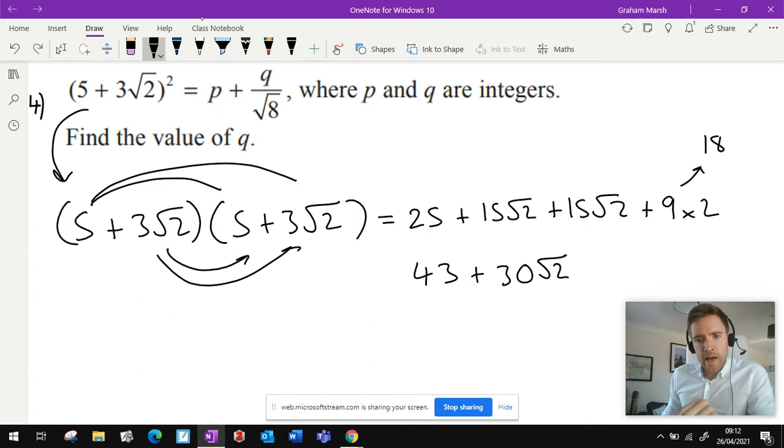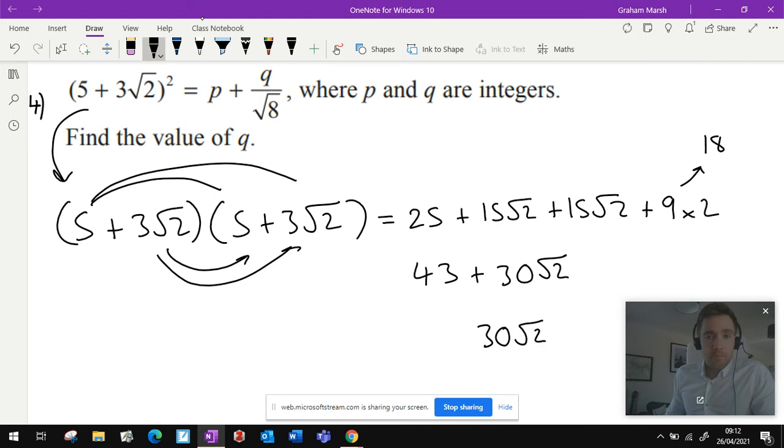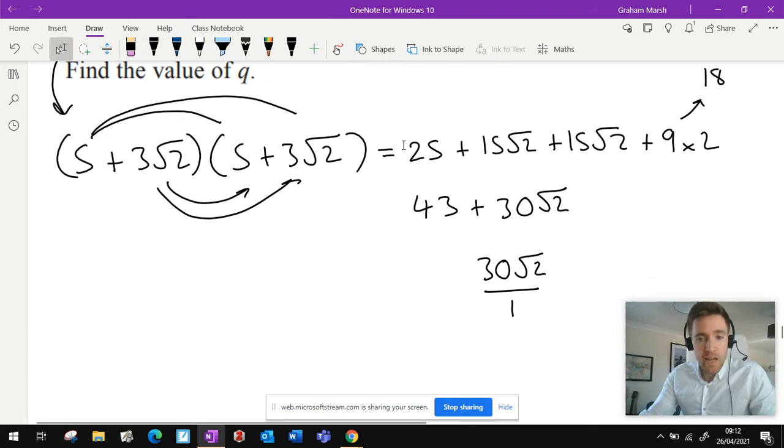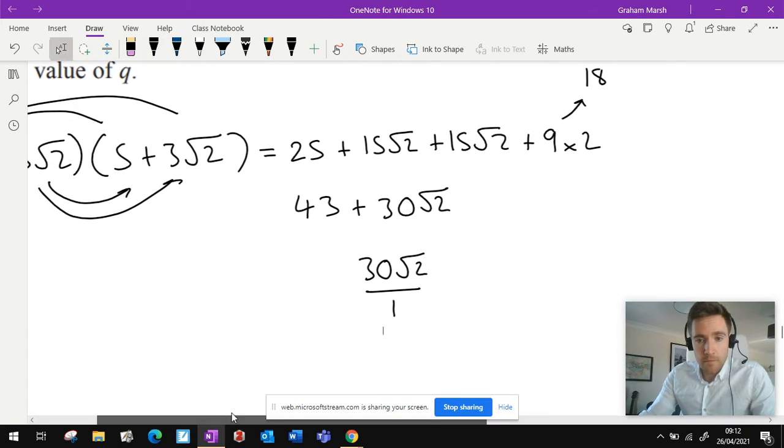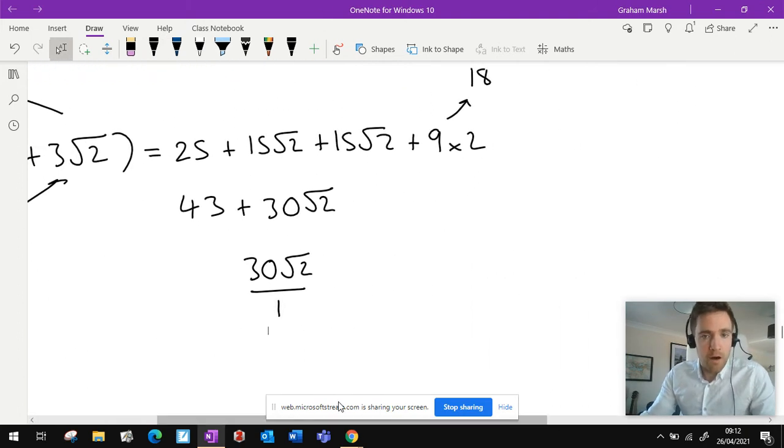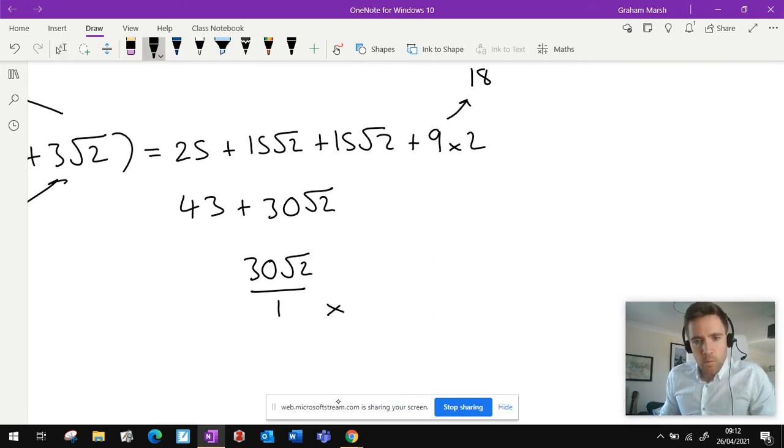Well, to get it written like that, we're going to have to multiply this 30 root 2 by root 8, top and bottom. You can think of 30 root 2 as 30 root 2 over 1. So it is a fraction. Like any number can be a fraction, unless it's an irrational number like pi. But we can represent this number this way. Then we can multiply by root 8 on the bottom and on the top. That's going to preserve its value, but it's going to allow us to write it in a different way.